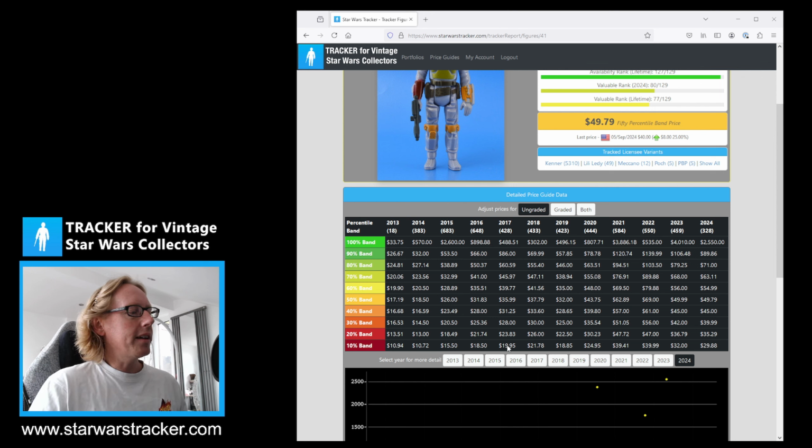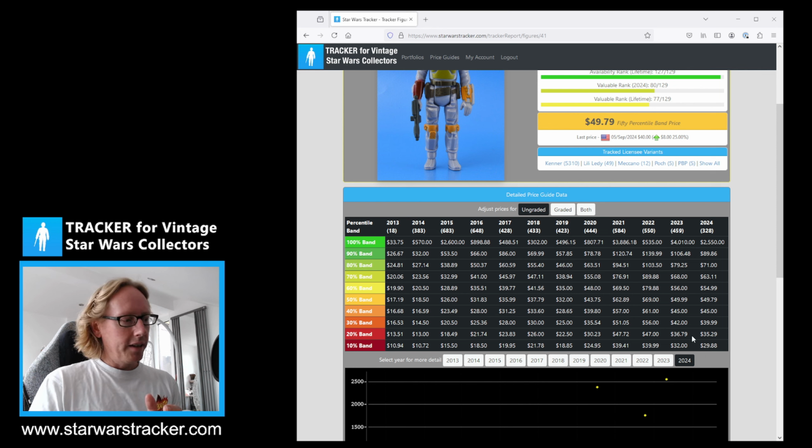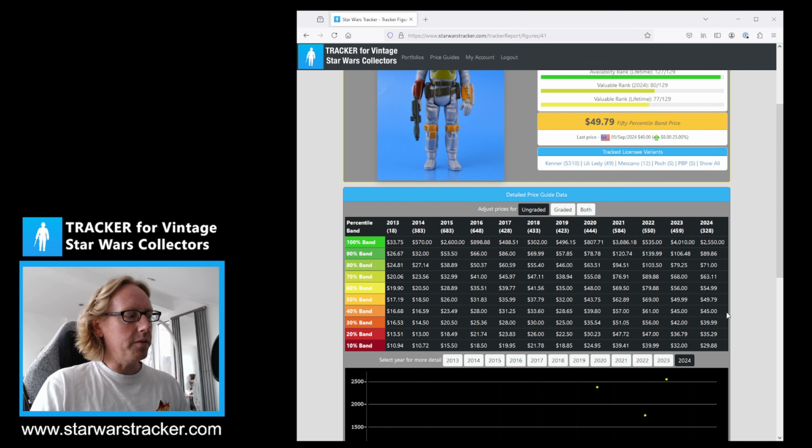So the 10% band is saying that if you line up all those prices that you saw and you took the prices that had the lowest amount, the first 10% of those prices would have been $29.88 or less. If you look at the 20% band, again with all those prices lined up from lowest to highest, 20% of those prices would have been $35.29 or less.